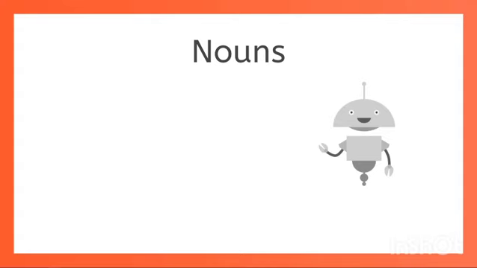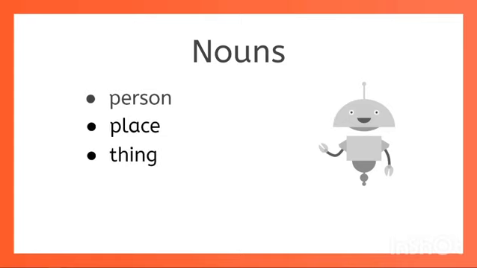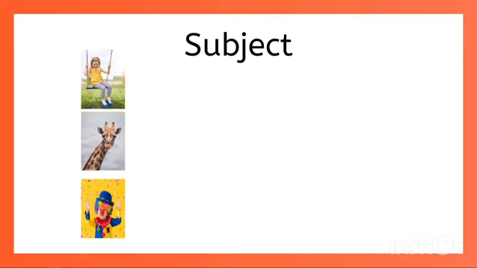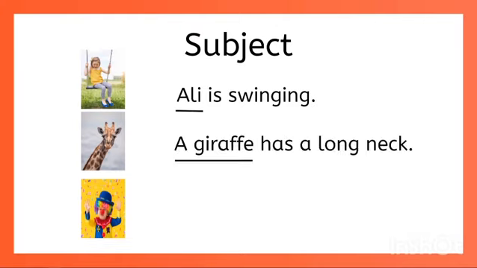The subject always contains a noun, and as you know, nouns are words that name a person, a place, or a thing. There could also be a pronoun like he or she that is taking the place of the noun, but of course that pronoun would be referring to a noun. Sometimes the subject contains only a noun, like in the sentence, Allie is swinging. Sometimes the subject contains two words, like a giraffe has a long neck.